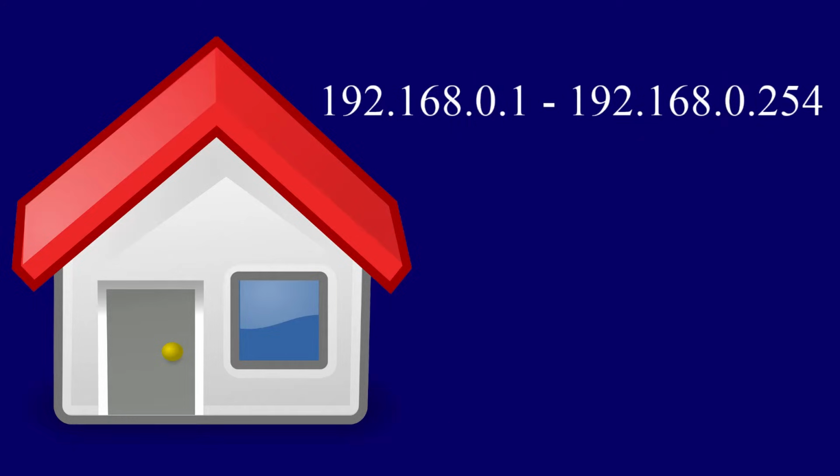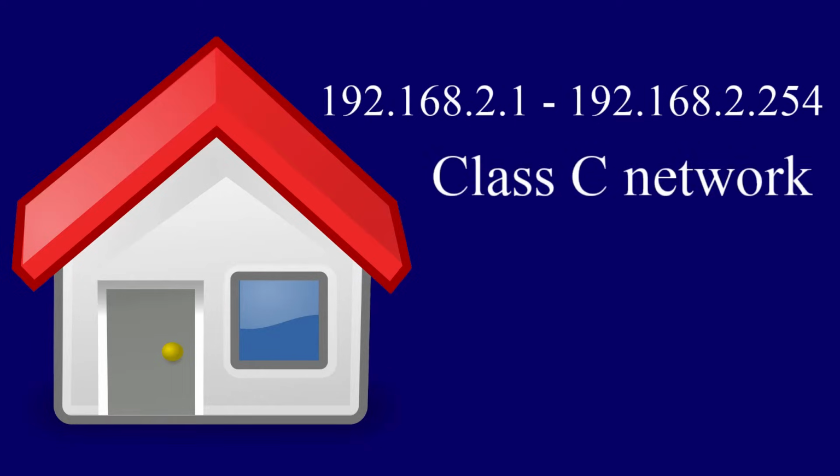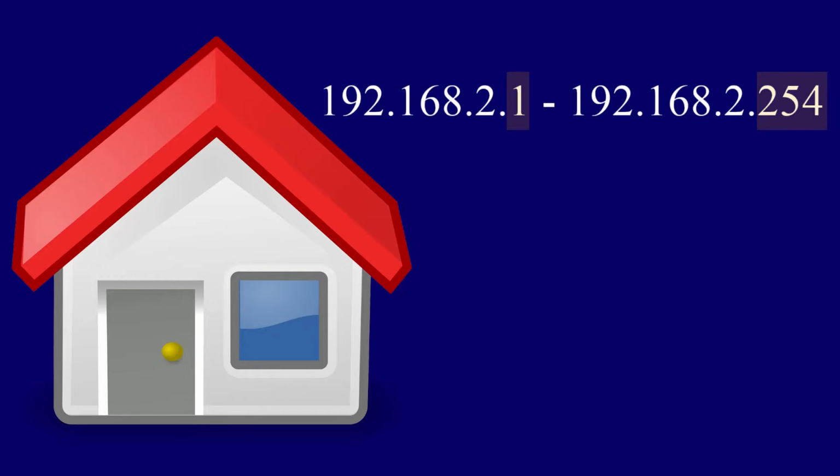So you could also have something like 192.168.2.1 to 192.168.2.254, for example. This is what's known as a Class C network as it contains 256 IP addresses. So technically the last octet starts at 0 and ends at 255, but as these addresses aren't usable we'll omit them.